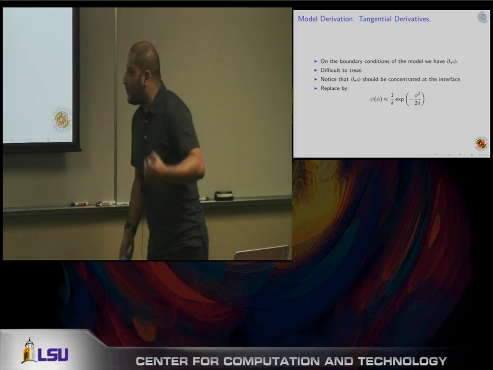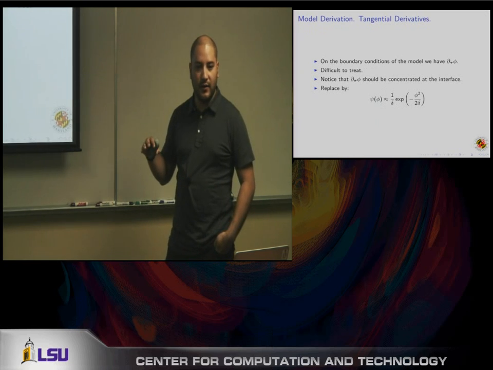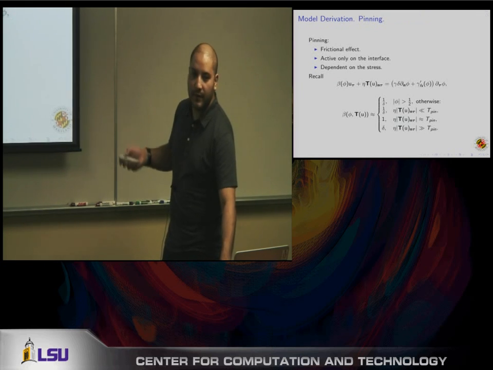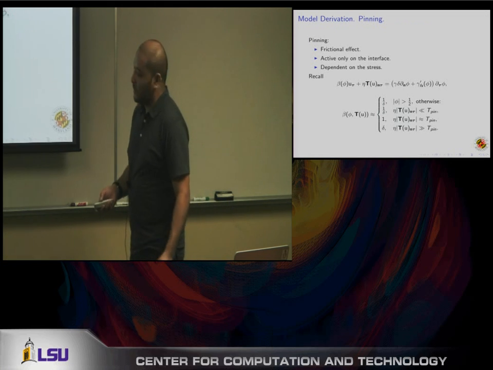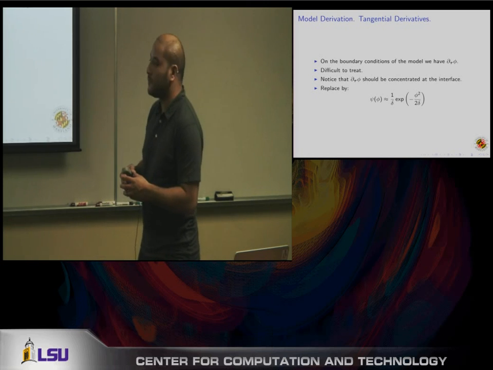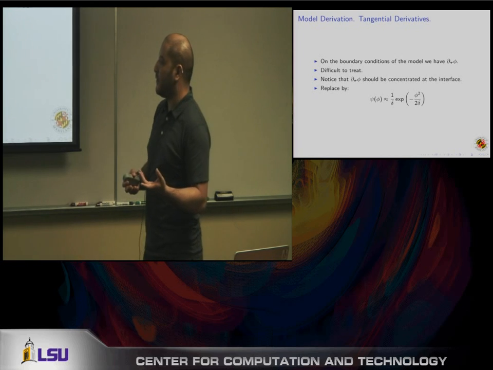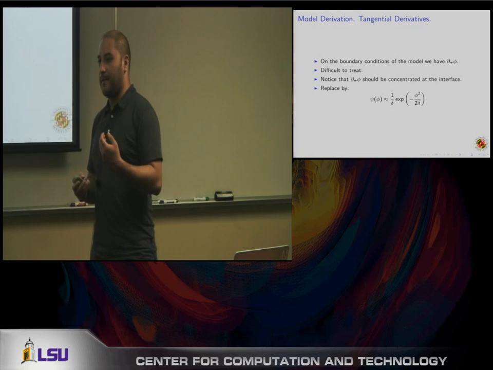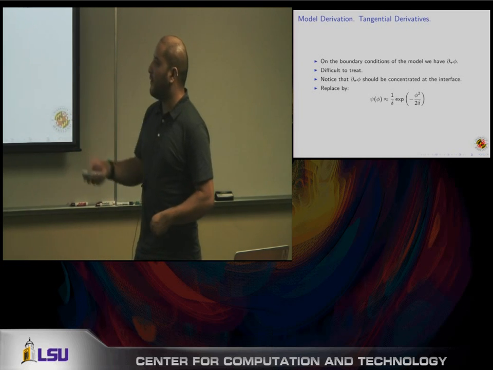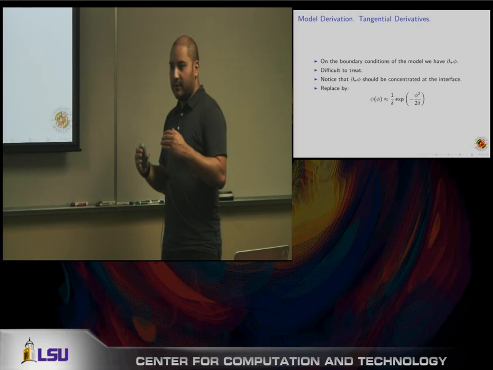Then, as you recall, now we do a simplification. We had some tangential derivatives in the boundary conditions. Say here, there was one. This is something that is very weird. It's very difficult to treat, or at least we do not know how. So we again go back to the intuition. What is this term really trying to tell us? This term is trying to tell us that whatever is being multiplied by the tangential derivative should be active only at the interface.